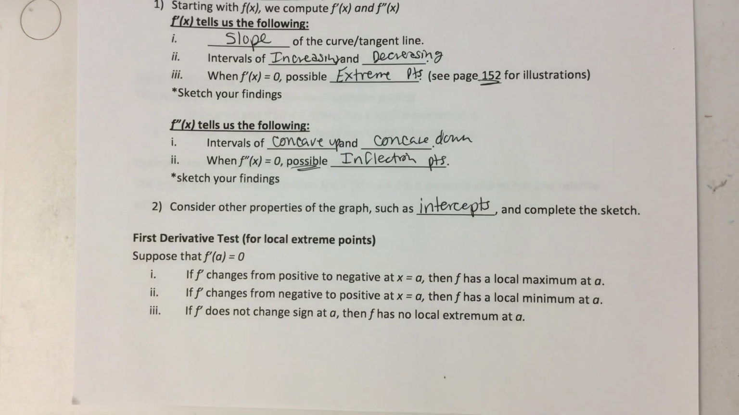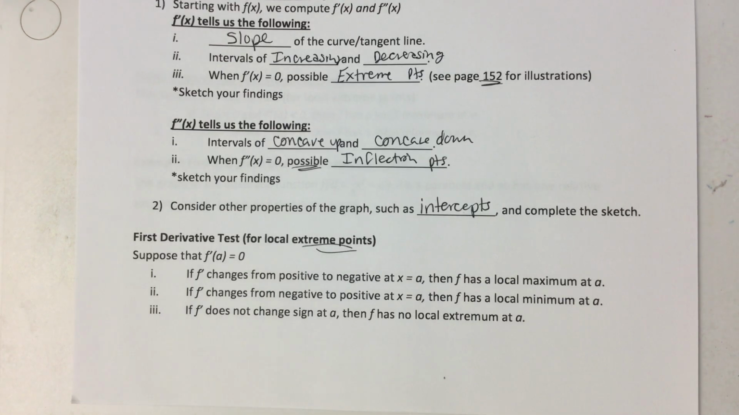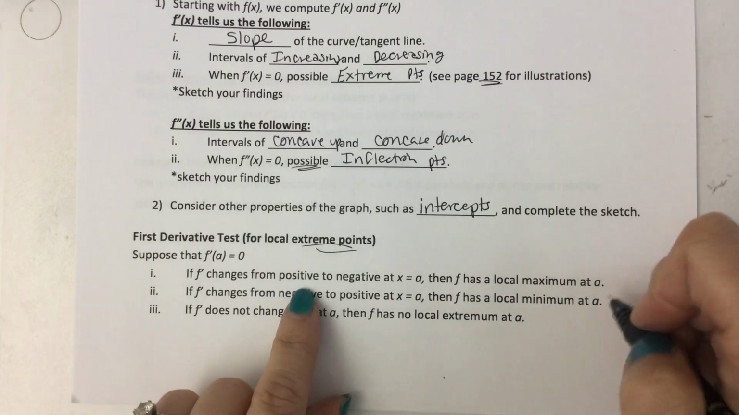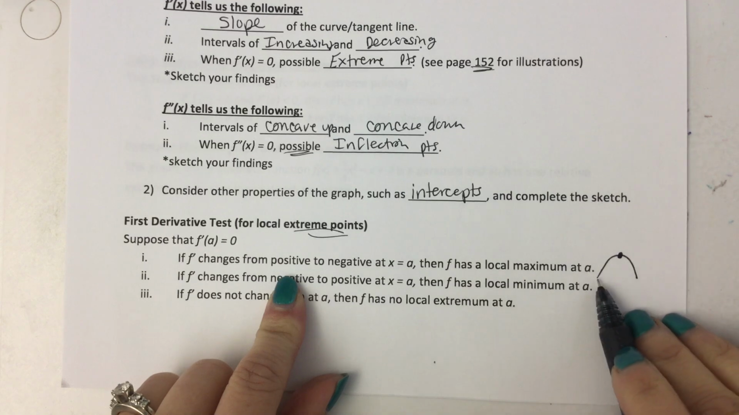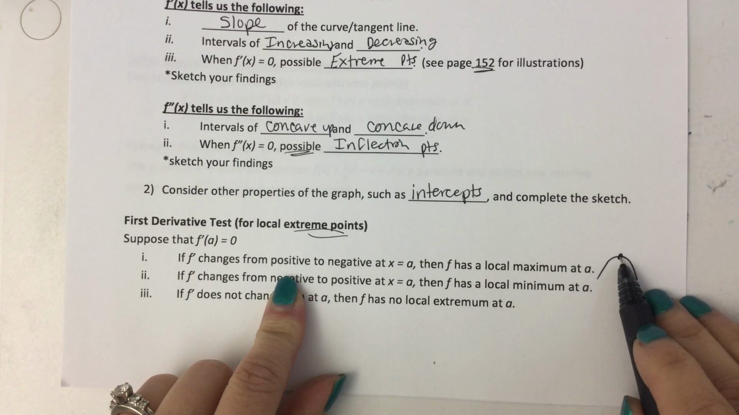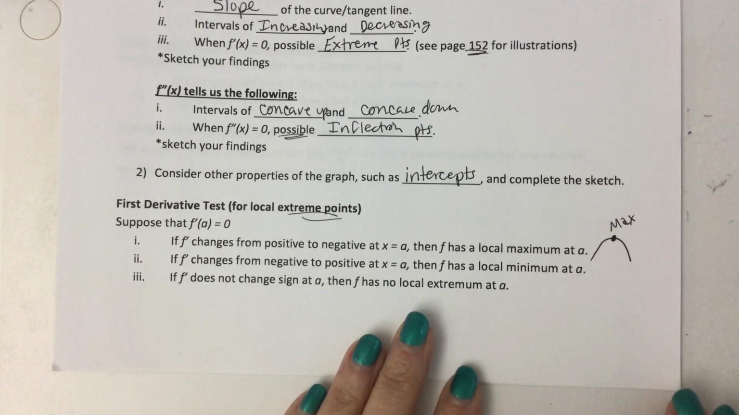So the first derivative test helps us find extreme points because it checks for intervals of increasing and decreasing. The point where it switches, that is your extreme point. So suppose that you take the first derivative and you set it equal to 0. From there, you can solve for whatever your variable is, okay? If it changes from positive to negative at that point, let's say a is that x value, if it was positive, that means it was increasing. Then after that point, if it goes to decreasing, then you have a relative or a local maximum.